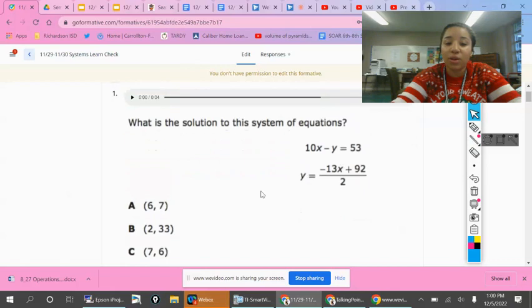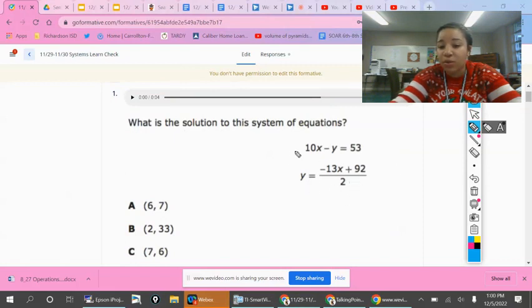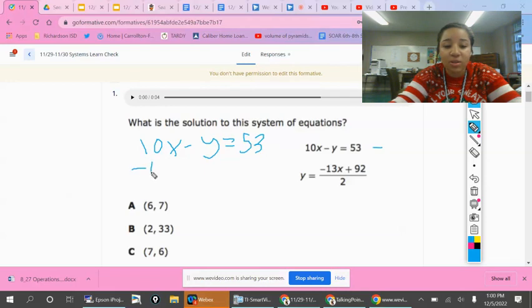What we have to do first is get these both as y equals. I'll do the first one first. This is going to be 10x minus y equals 53, and I want to get y by itself. So I'm going to subtract 10x from both sides.